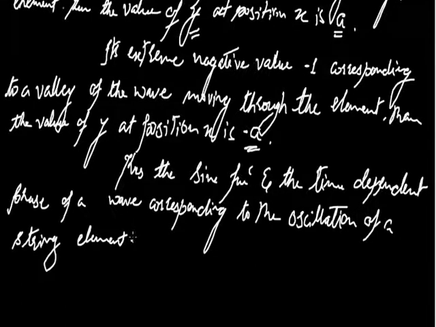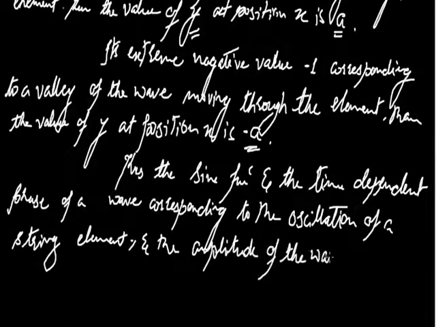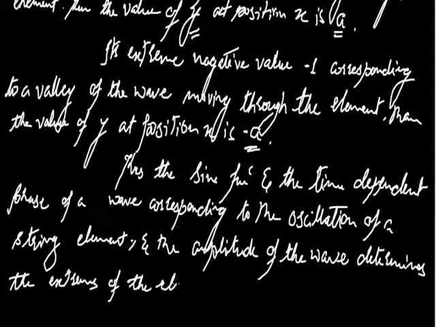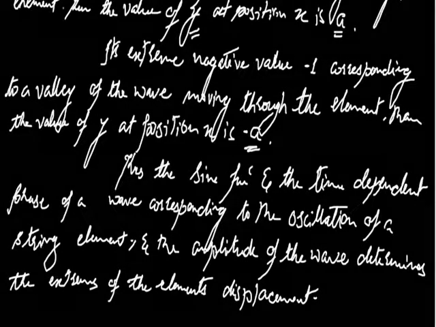And the amplitude of the wave determines the extremes of the element's displacement. The constant phi is called the initial phase angle over here. The value of phi is determined by the initial displacement and the velocity of the element.